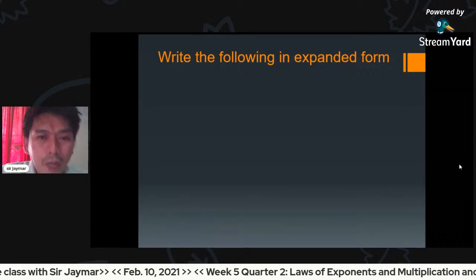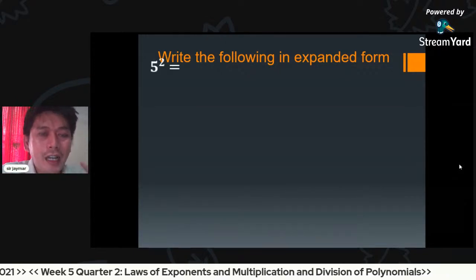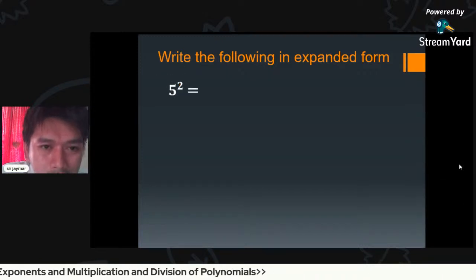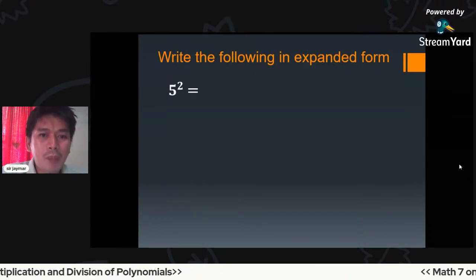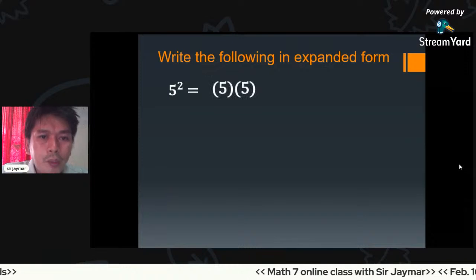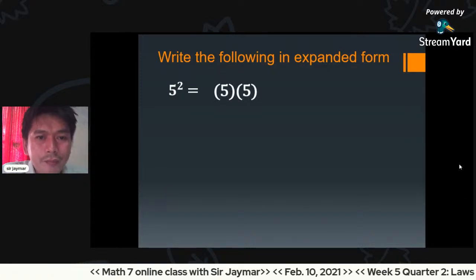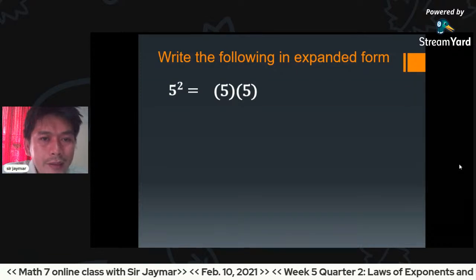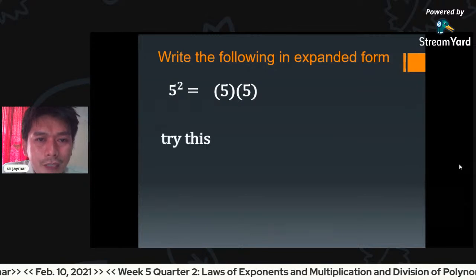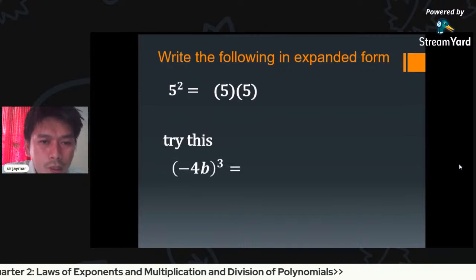Okay, we are going to write the following in expanded form. Let us see how you do this in writing the expanded form. In number 1, 5 raised to 2 in expanded form is 5 times 5. Multiplying 5 two times, it will become 25.